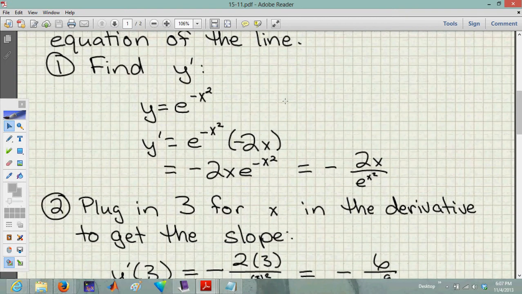We need to find the derivative, right? Because in order to take the derivative at a point, we need to find what the derivative is in general. So we're finding y prime. Well, if y equals e to the negative x squared, we are going to take the derivative, and when we take the derivative of e raised to the power of some function, we copy exactly what we had. So I'm going to copy down e to the negative x squared, and then I'm going to multiply that times the derivative of the exponent. Well, our exponent is negative x squared, so the derivative of that is negative 2x.